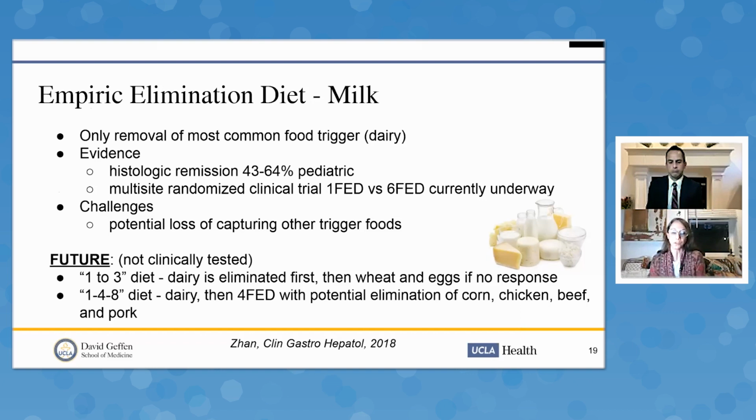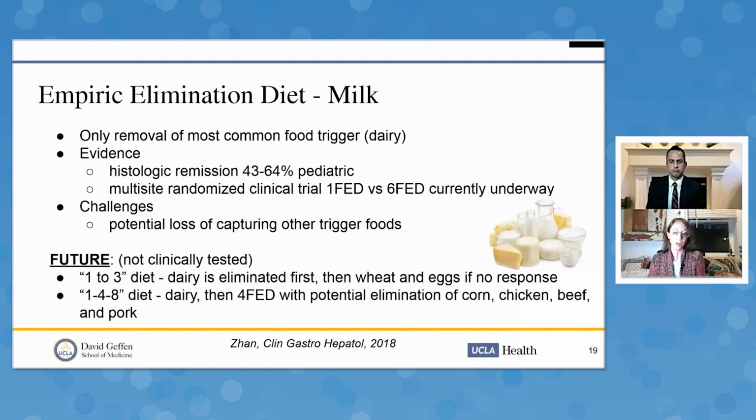But there's other future diets that are being looked at so that we can try and optimize either how many endoscopies have to be done, or we can have the most effect in terms of response. So a couple of those diets that are being looked at is what's called a 1-to-3 diet, where we look at the number one trigger, which is dairy, and then we move into wheat and eggs, which is basically the number 2 and number 3, to see if we can slow down the number of endoscopies, which it would.